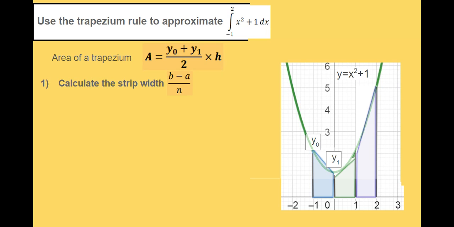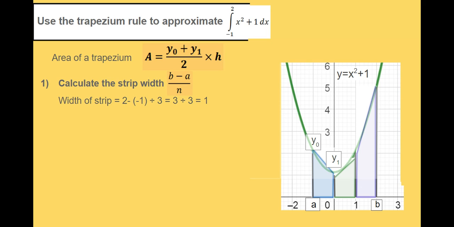On our example here, it's really straightforward. We can see each trapezium has a width of 1 unit. But it's not always so straightforward. You might not have the diagram. So it's useful to know that the strip width is the difference between the 2 limits, marked on as a and b, divided by the number of strips, or the number of trapezia. And so our upper limit is 2, our lower limit is -1. So the difference between those is 3. The whole width of the area is 3. And we want 3 trapezia, so we're dividing it into 3. So the strip width is indeed 1.